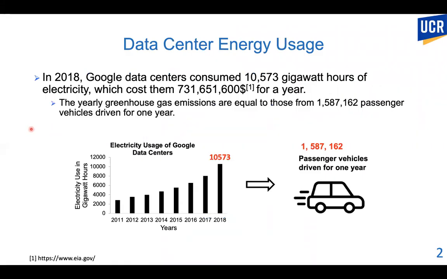Large data centers are well known for their significant energy consumption. In 2018, Google's data centers consumed around 10,000 gigawatt hours of electricity, which cost them more than $731 million per year. Producing the electricity used by Google's data centers will result in the release of greenhouse gas emissions equal to those from around 1.5 million passenger vehicles driven for 1 year. Thus, it is essential to make data centers energy efficient.